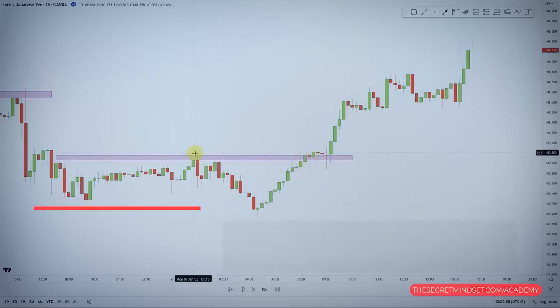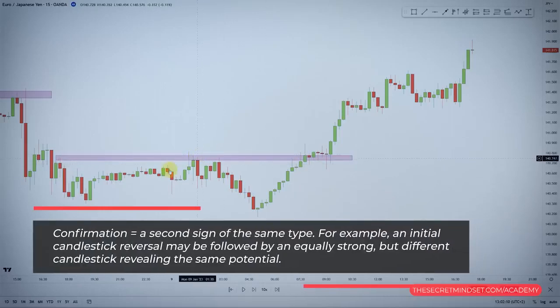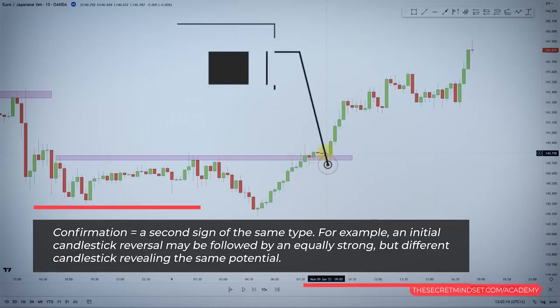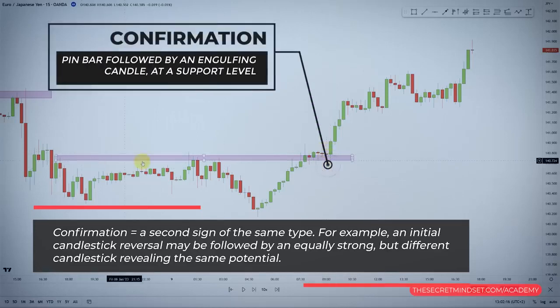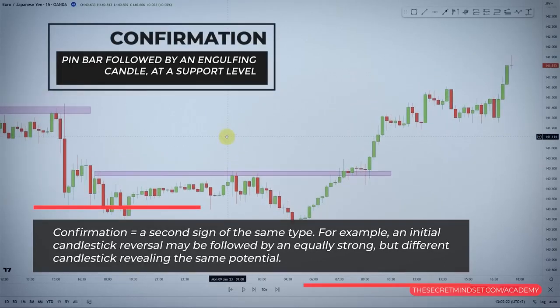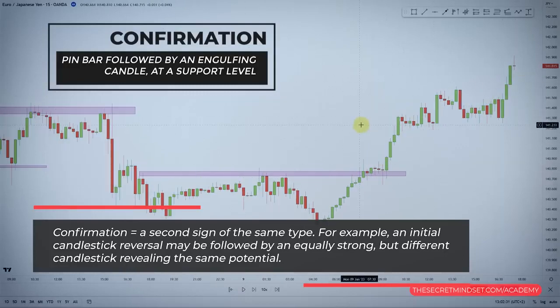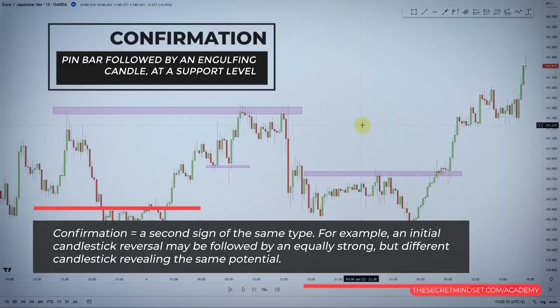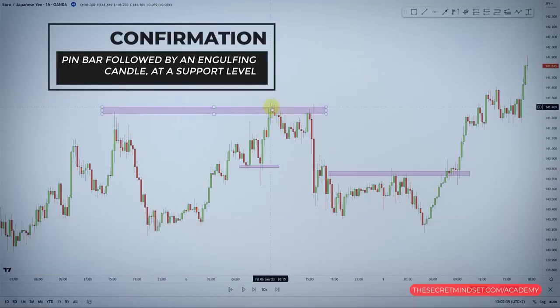A confirming indicator may also consist of a second sign of the same type. For example, an initial candlestick reversal may be followed by an equally strong but different candlestick, revealing the same potential. You may find a pin bar, which is followed by an engulfing candle at the support level. 3 factors which confirm a possible buy trade. When this occurs, the reliability of the signal is much stronger.